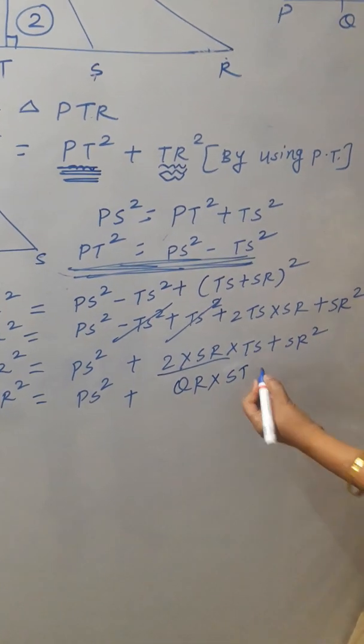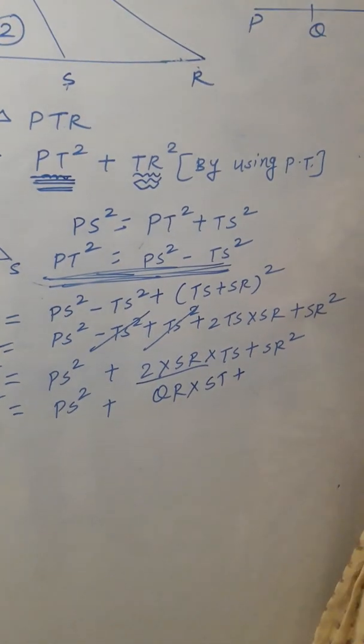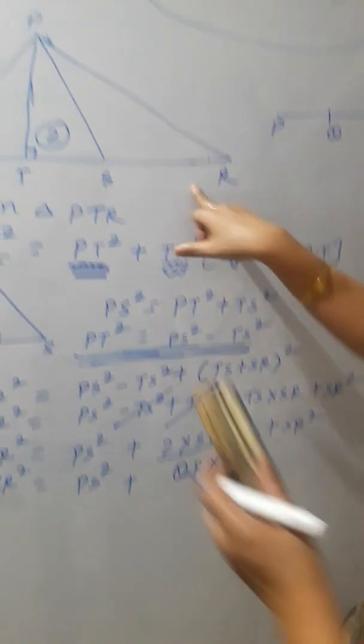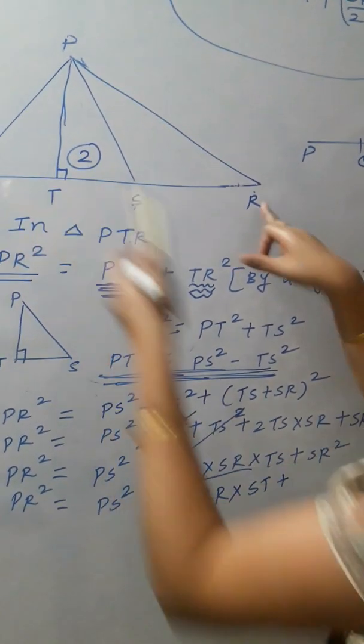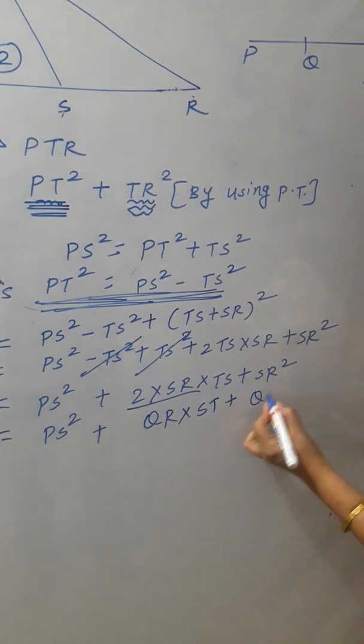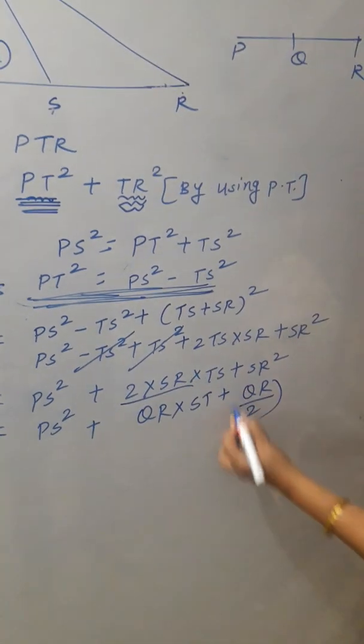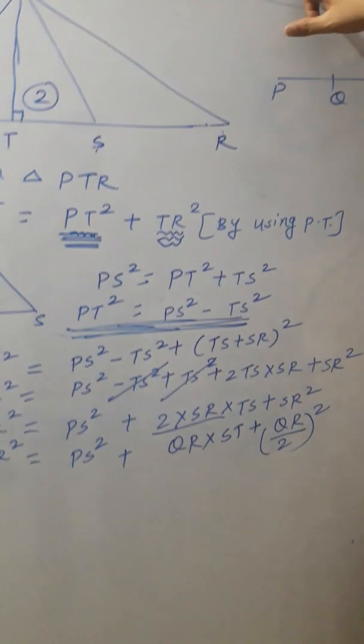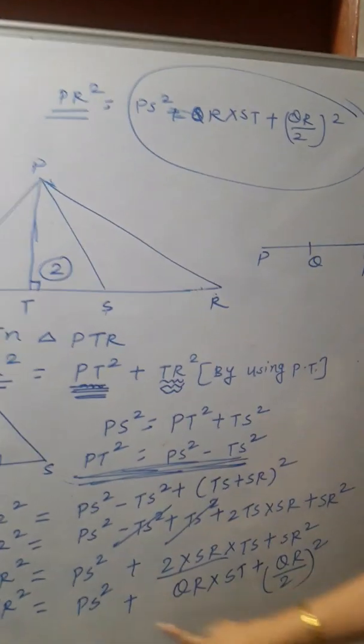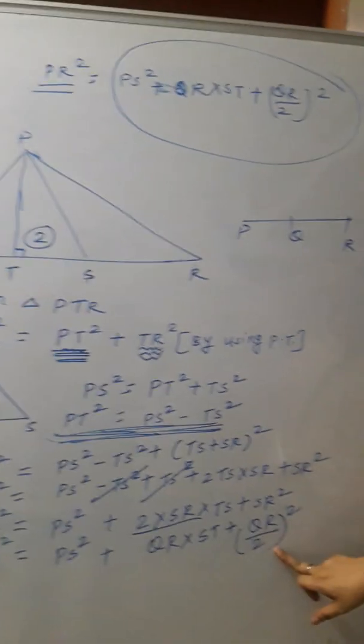TS is nothing but the ST. Now, SR. What is SR? It is the half part of QR. QR upon 2 whole square. This is RHS. PR square is equal to PS square plus QR into ST plus QR upon 2 whole square.